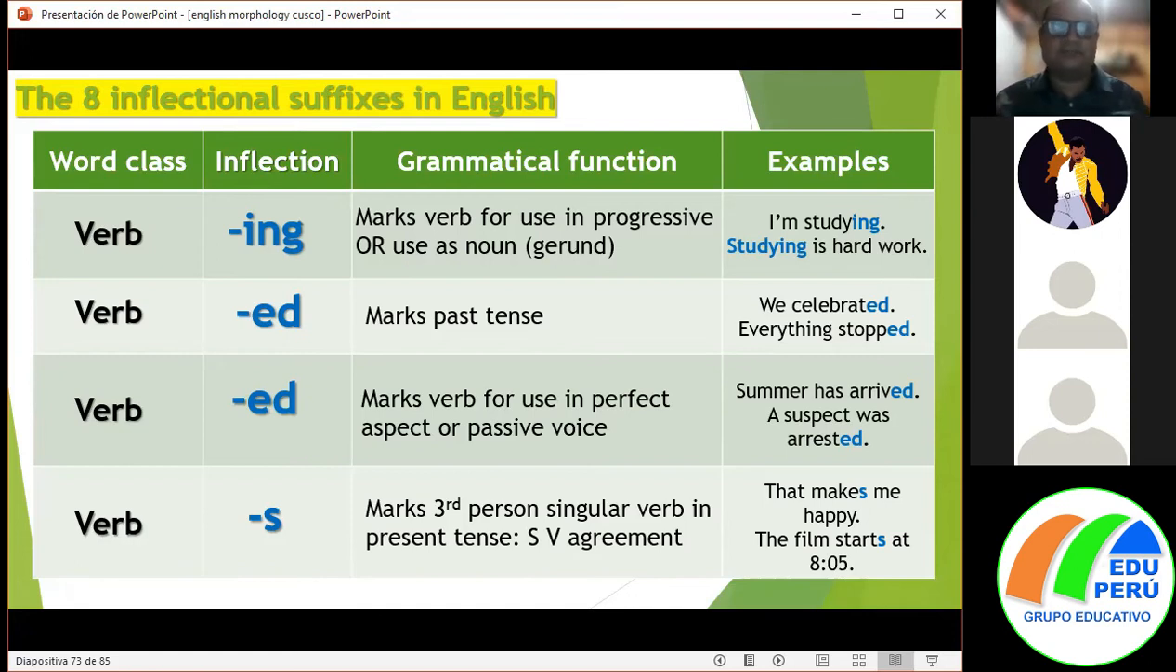The process is this, inflection. The 8 cases of inflection in English. We use inflectional suffixes or inflectional morphemes. Now remember that these are morphemes. What kind of morphemes? Inflectional. What kind of affixes? Suffixes. Inflectional morphemes are just suffixes. Now, let's pass to the other one.